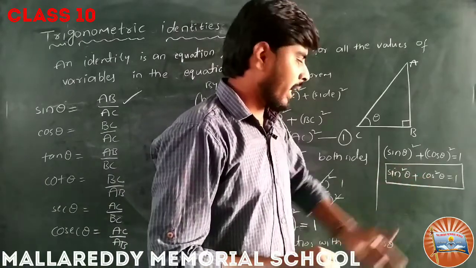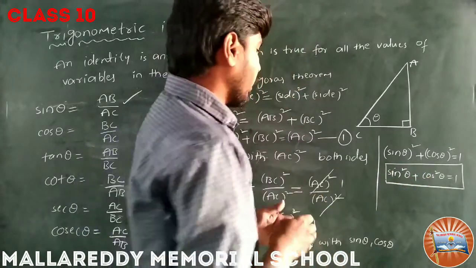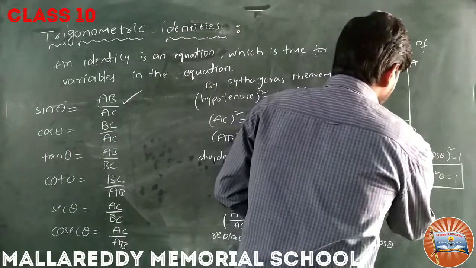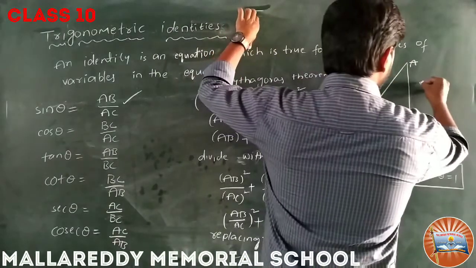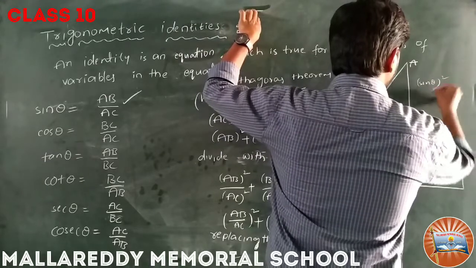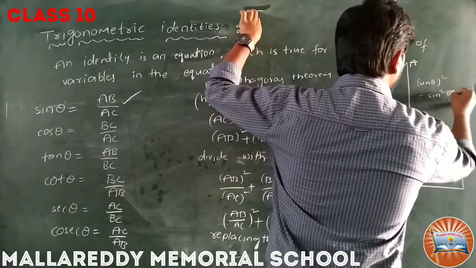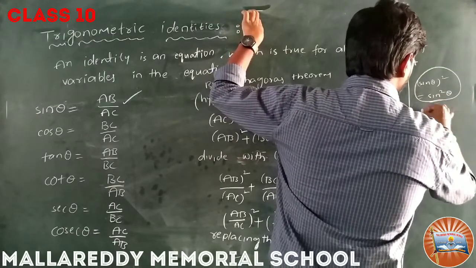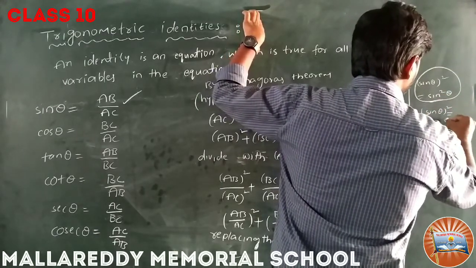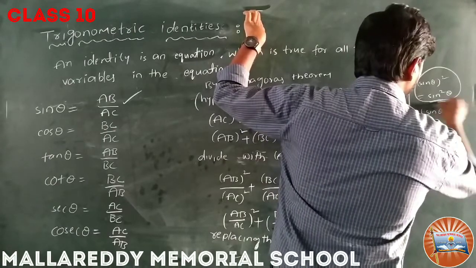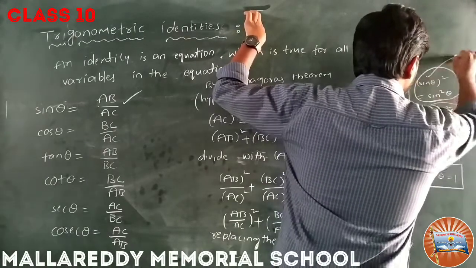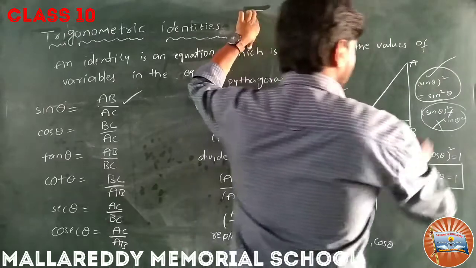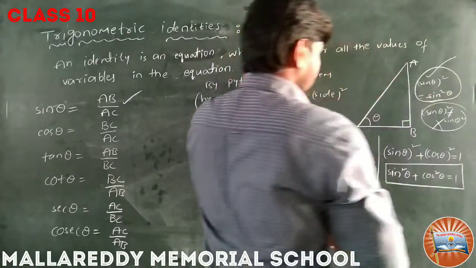We shall use this like a formula. And look at here, one more concept. Sin theta whole square we can write as sin square theta. This is the right form. Sin theta whole square equals sin theta square, this is wrong. This is the right one. Keep it in your mind. This is the first identity.